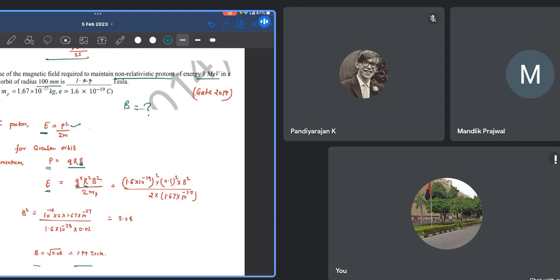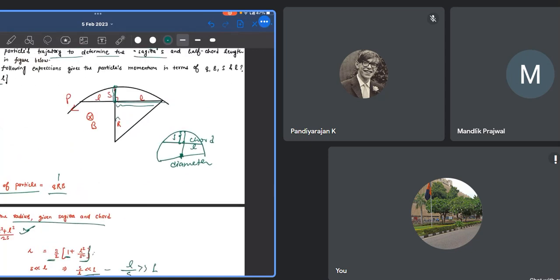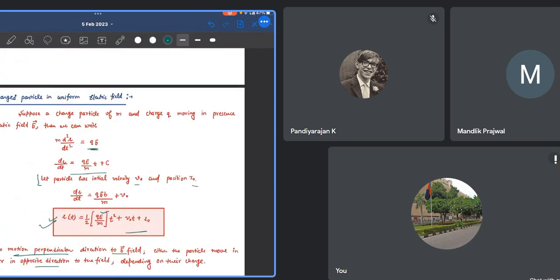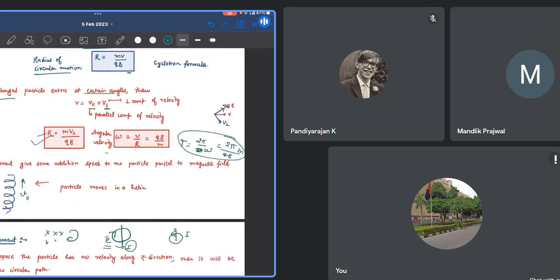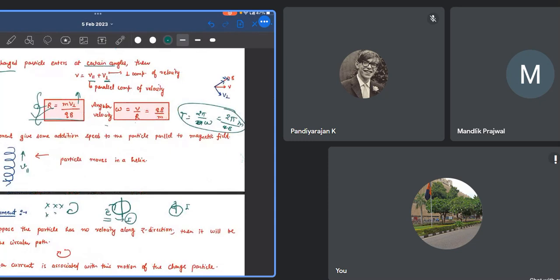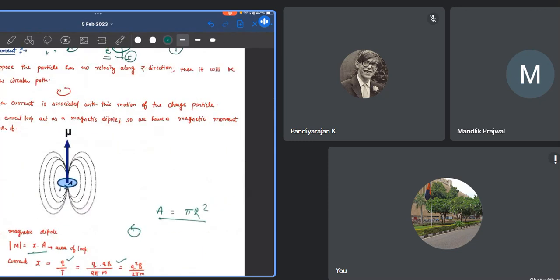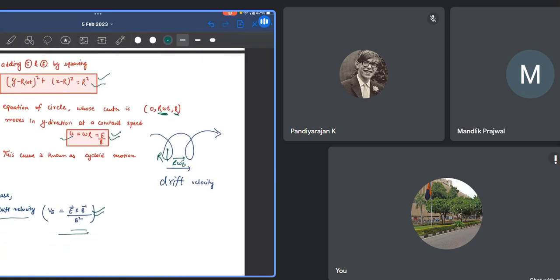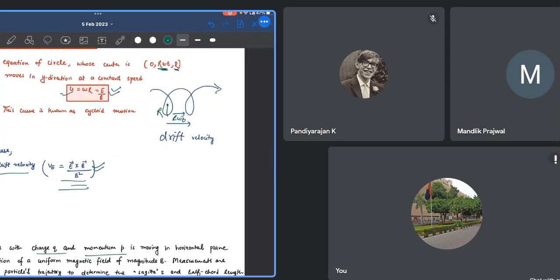So all the questions from this topic are going to be very simple. We have to remember only one formula, and most of the time this will make our life quite easy. Radius is given by mv by qB, and this v has to be the perpendicular component only. The parallel component will give you the pitch of this helix.